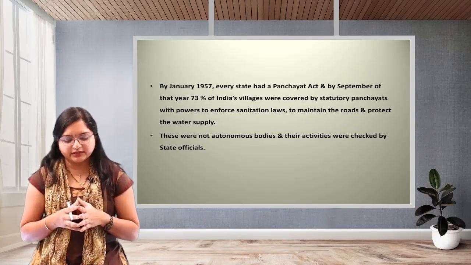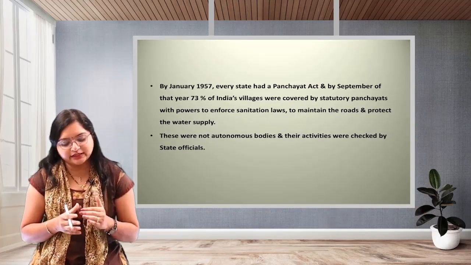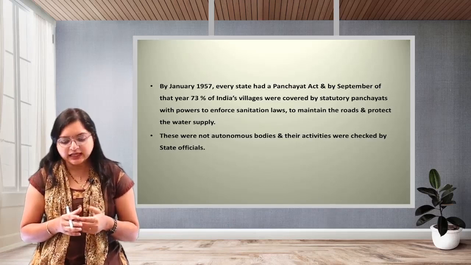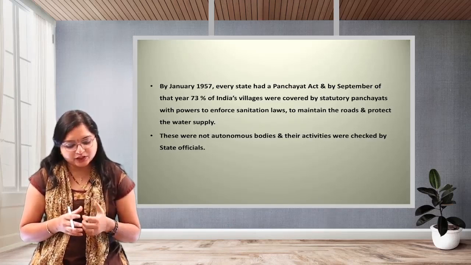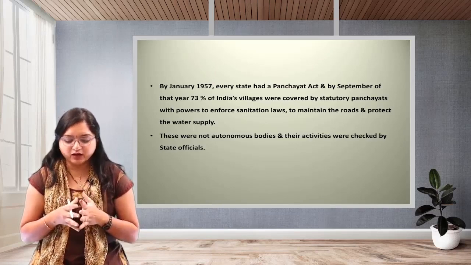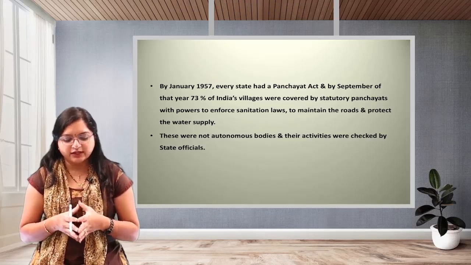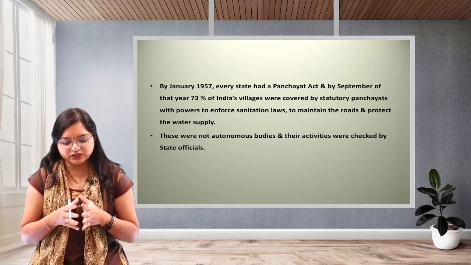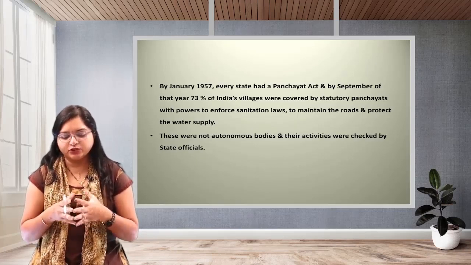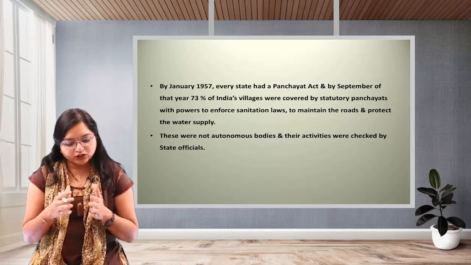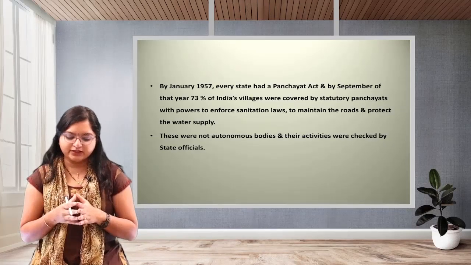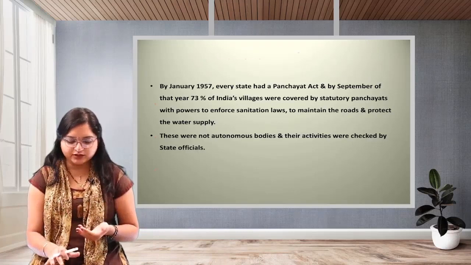By January 1957, every state had a Panchayat Act, and by September of that year, 73% of India's villages were covered by statutory panchayats with powers to enforce sanitation laws, to maintain the roads and protect the water supply. These were not autonomous bodies and their activities were checked by the state officials.